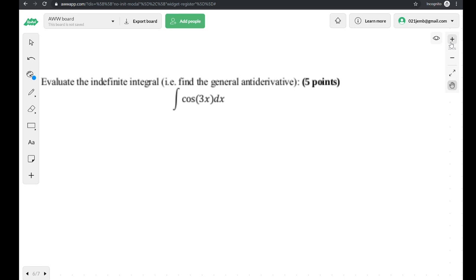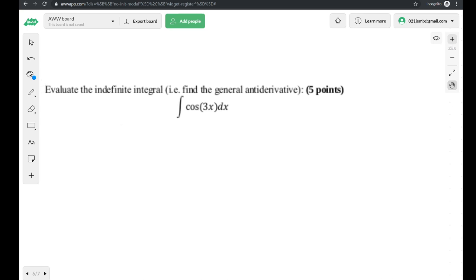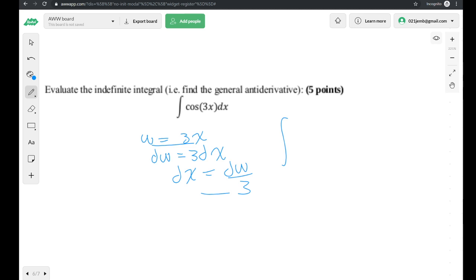So let's say it's going to be, I don't know, w. So w equals 3x, because we already know what the integral of cosine x is. That's why we are going to do a u-substitution. So we know that dw is 3 dx, meaning that dx equals dw over 3. We can substitute this into our integral, and we get that the integral of cosine 3x is equal to the integral of cosine of w times dw over 3.